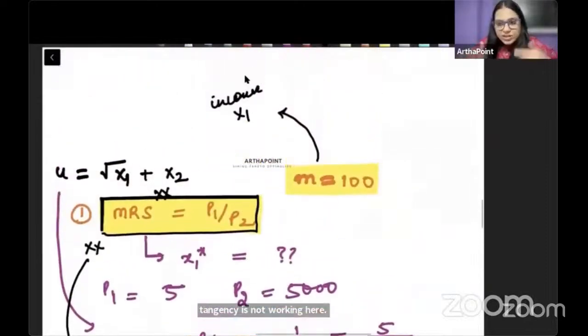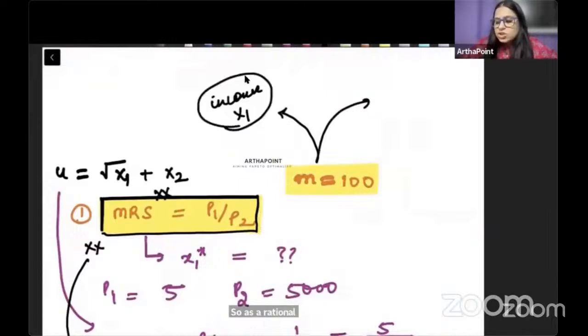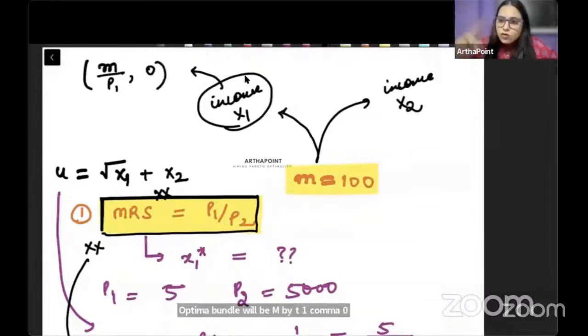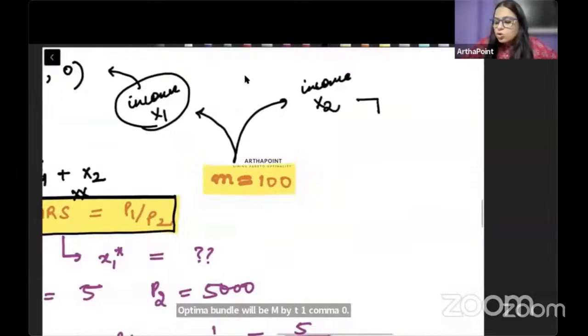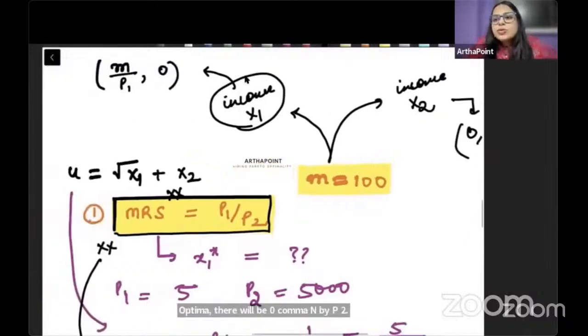So as a rational human, only two options remain: either spend all your income on good 1, or spend all your income on good 2. If you spend all your income on good 1, your optimal bundle will be M by P1, 0. And if you spend all your income on good 2, your optimal bundle will be 0, M by P2. And then compare the utilities.